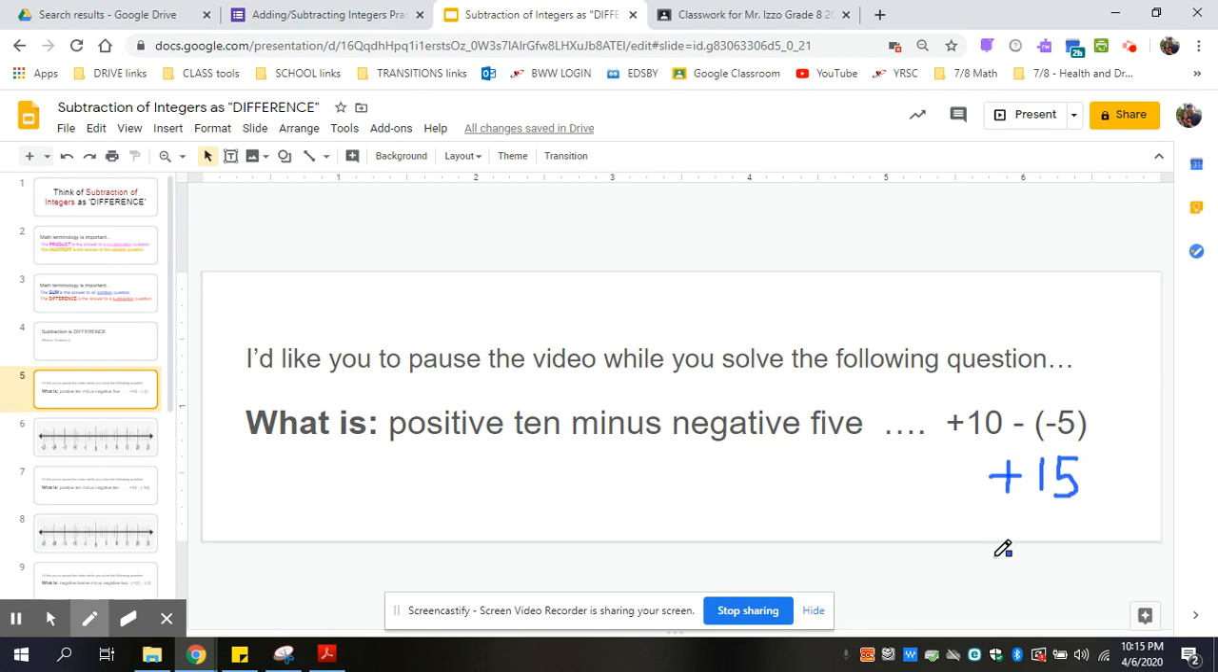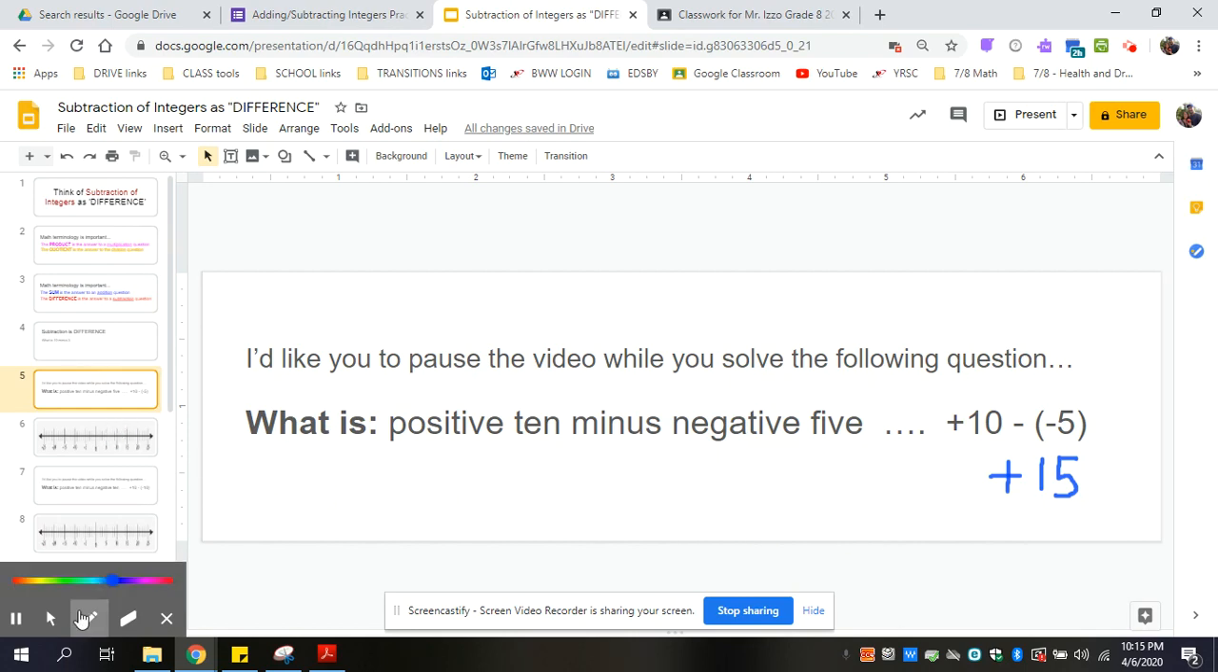One way to think about it is you have a hot drink that's 10 degrees and you're taking away 5 ice cubes. You're subtracting negative 5. If you're taking away ice cubes, you're making the drink hotter. How much hotter? 5 degrees hotter.